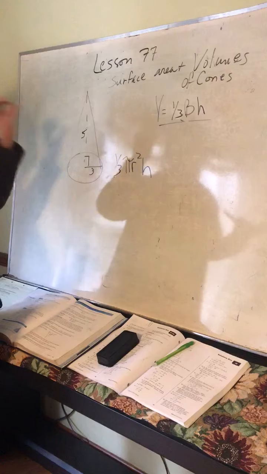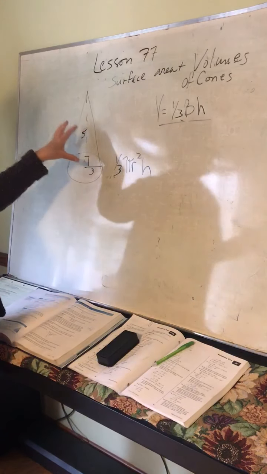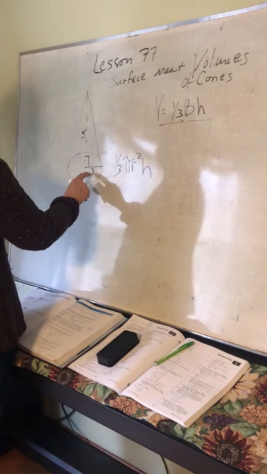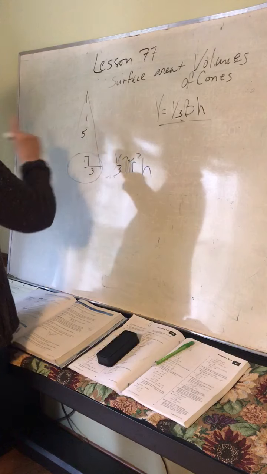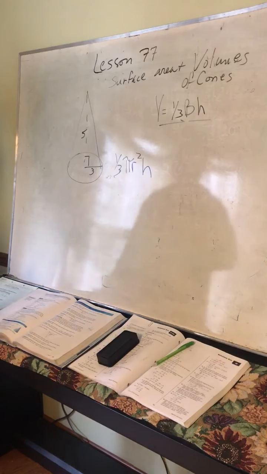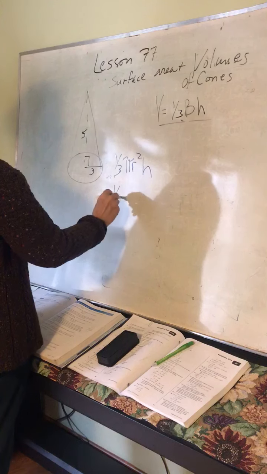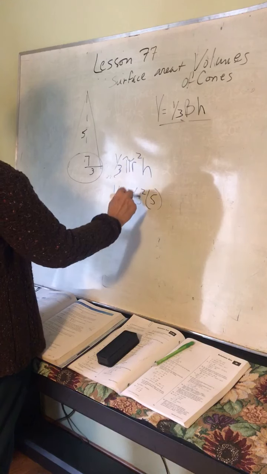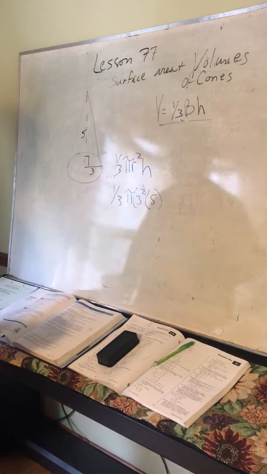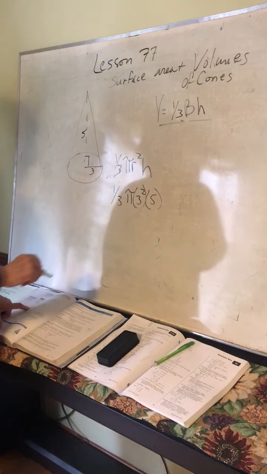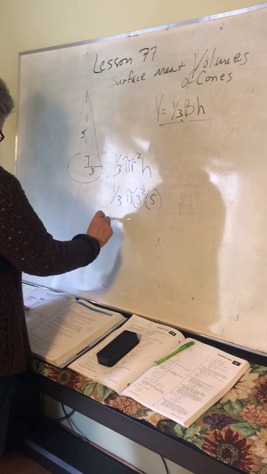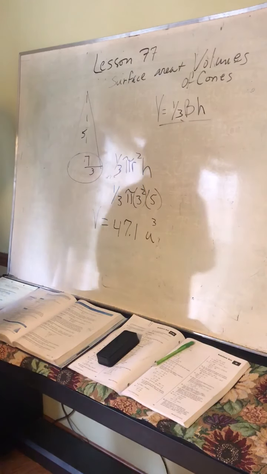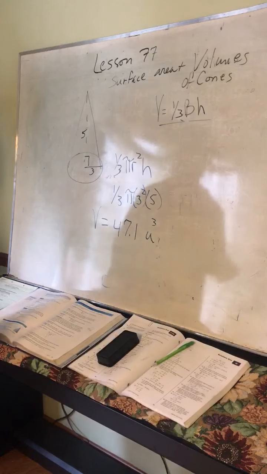Okay, and with a cone and a pyramid, they're about a third the size of a cylinder, so you're going to use the third. So here, if we have a radius of 3 and a perpendicular straight up and down altitude height of 5, then we are going to have a third times pi times 3 squared times the 5, and we end up getting the volume is equal to 47.1, whatever units it is, cubed. Remember, a volume is cubic units.